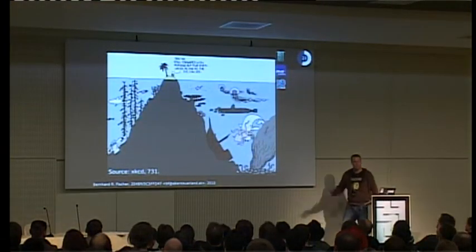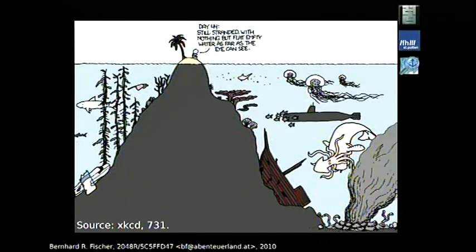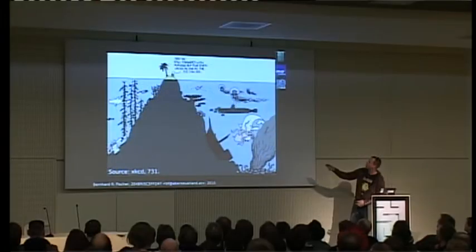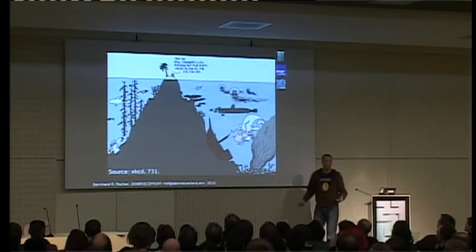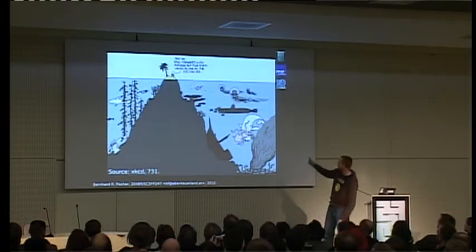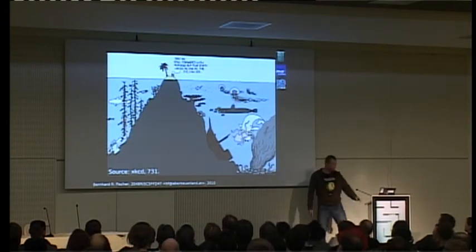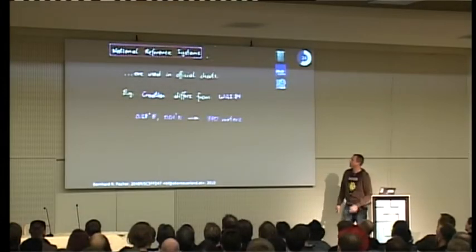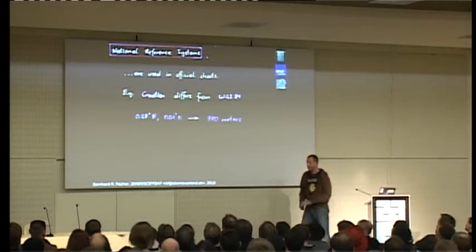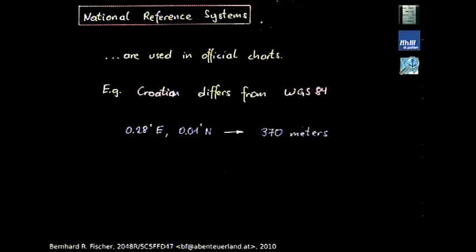So what I said here is that data accuracy is a must. This nice picture I found on Xkcd today, 731, you can look it up there. It actually explains what I said. Somebody is sitting and he says, well, there's nothing around, but if you look underwater, there may be very much. And as we can see, somebody abandoned his ship here for whatever reason.